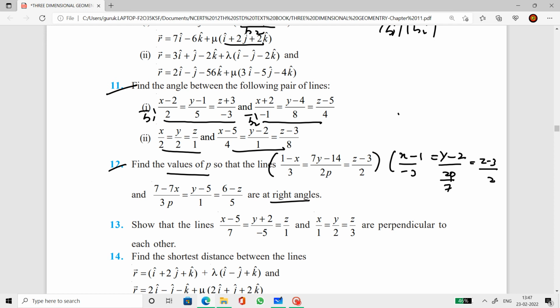So you take 7 out and take it down. So you get (x minus 1) by minus 3p by 7, (y minus 5) by 1 equals (z minus 6) by minus 5. So from the denominator's components, you form the B2 vector. Then B1 dot B2 equals 0, because the lines are perpendicular. And same way for the 13th one also.